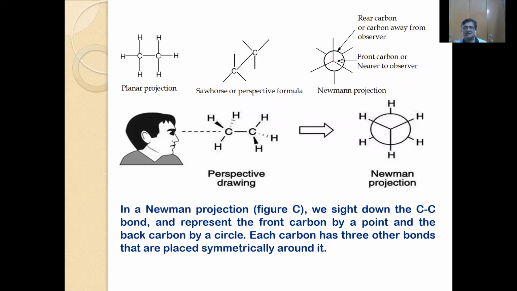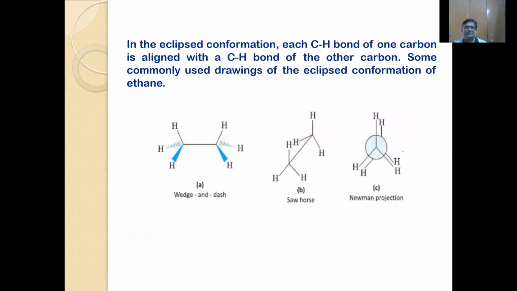This dot here is called the front carbon. The circle is called the rear carbon atom. A viewer can observe the front carbon atom very easily, but the rear carbon cannot be visible to him. So when all hydrogens are far away from each other, this is called a Newman projection and the staggered conformation.